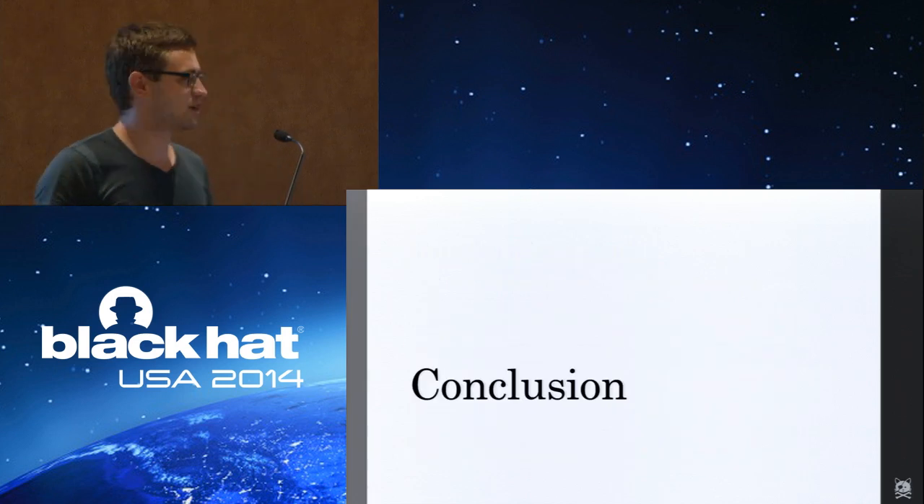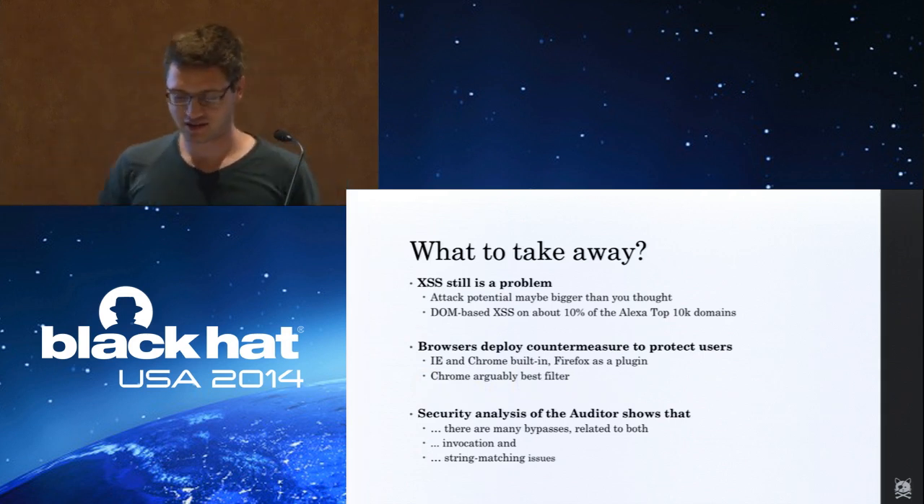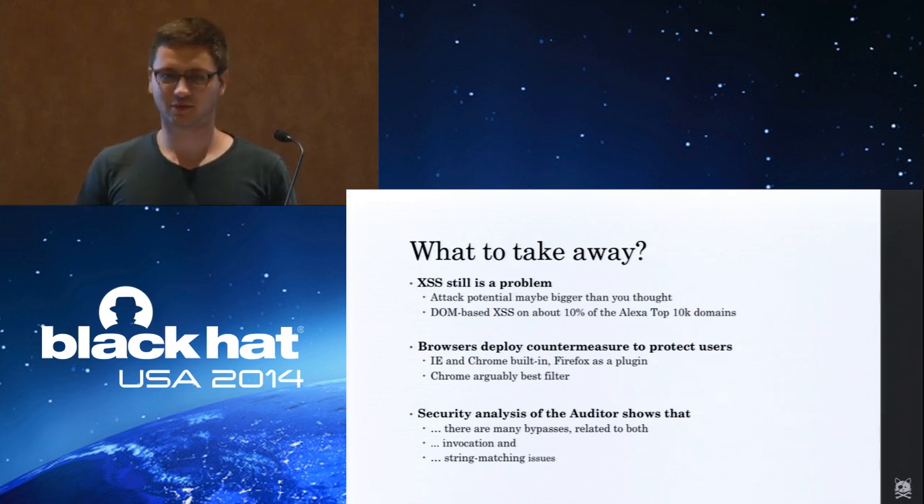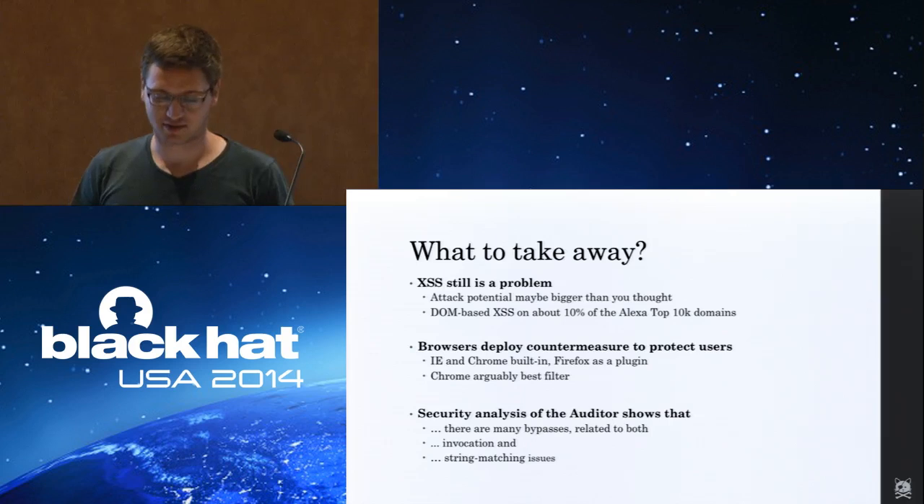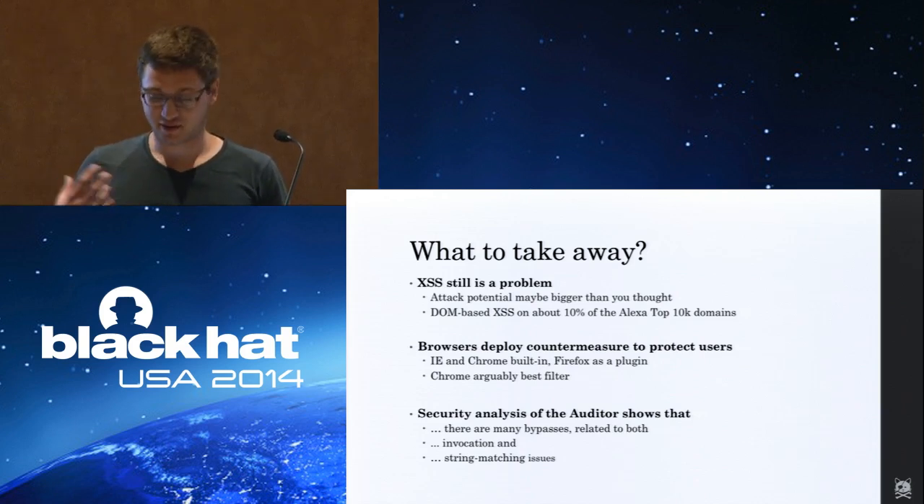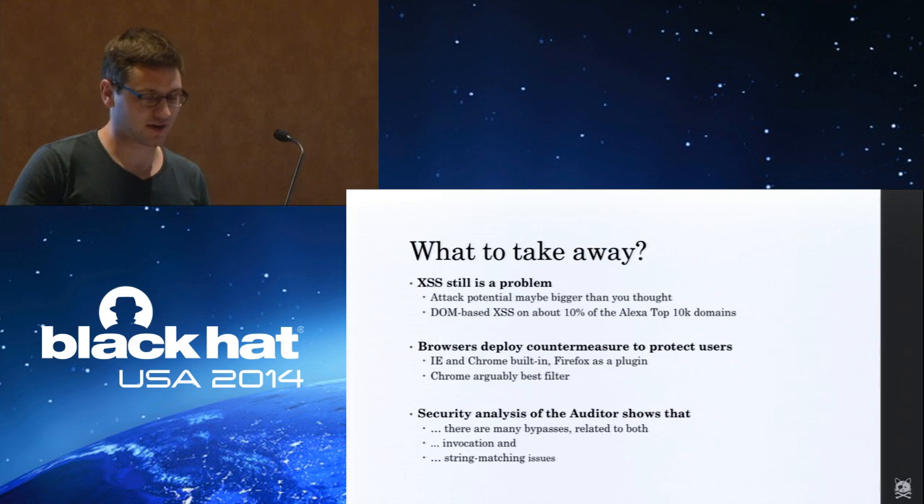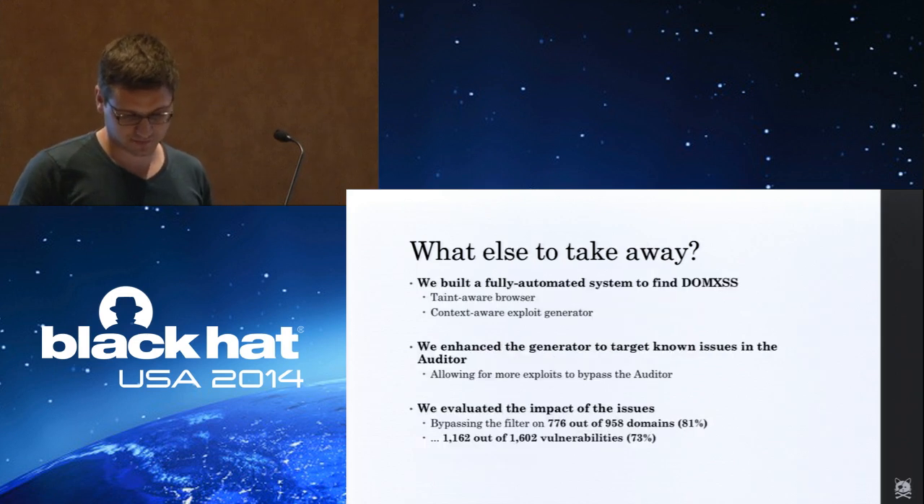That leads me now to the conclusion. So what should you take away? Cross-site scripting is still a big problem, especially DOM-based cross-site scripting, which appears to be not that well understood compared to reflected XSS, so server-side reflected XSS. We found DOM XSS on about 10% of the Alexa top 10K. Browsers do deploy countermeasures, and Chrome arguably has the best filter out there, and there are several publications that make that point. But the security analysis of the auditor has shown that there are many bypasses, related both to invocation of the auditor and to the string matching issues that I just discussed with you.